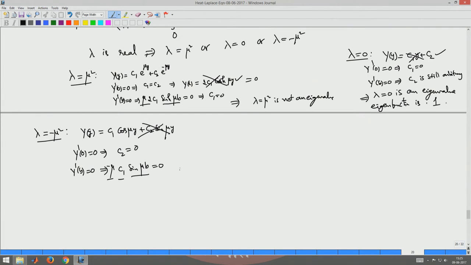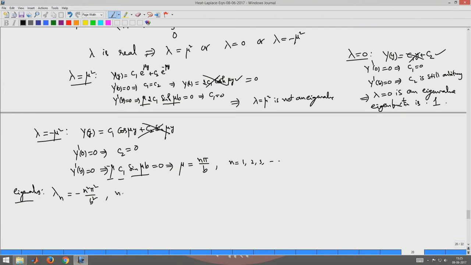This is possible for certain positive values of mu. So, mu equal to n pi by b, mu is positive, and n is from 1 onwards. If we put n equal to 0, mu is 0, so lambda is 0. So, lambda equal to 0 is an eigenvalue, and you can combine them. So, the lambda n's, minus n square pi square by b square, are the eigenvalues.